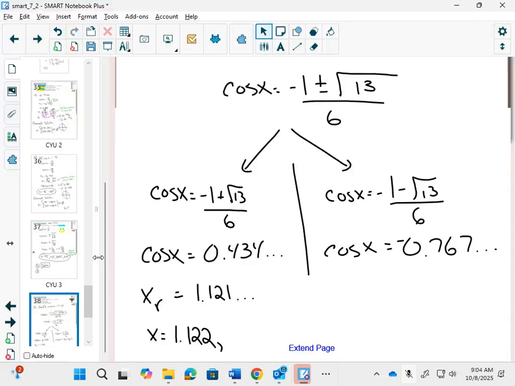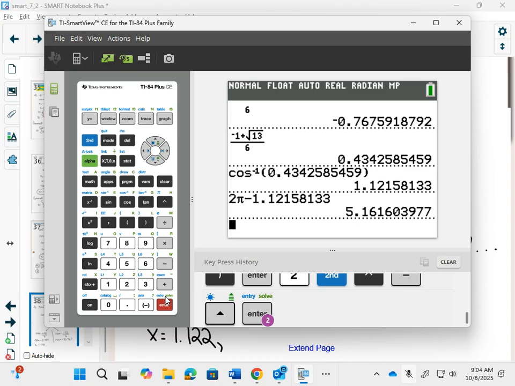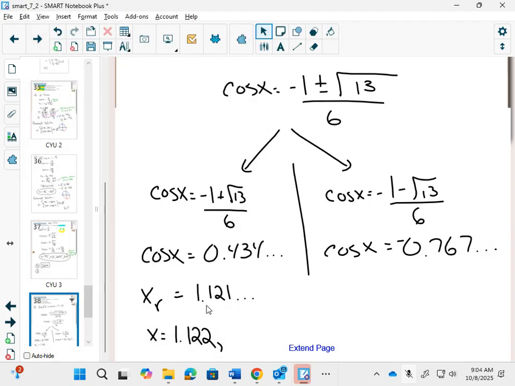And in quadrant 4, I'd go back to my angle here, and I would go 2 pi minus my reference angle, 5.162. And I'll do the same thing on the other side.